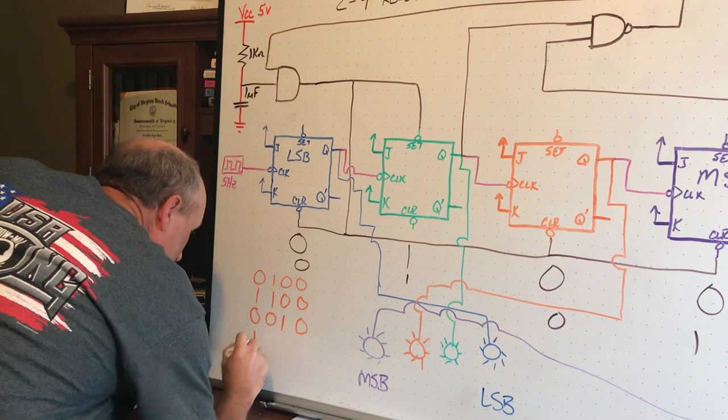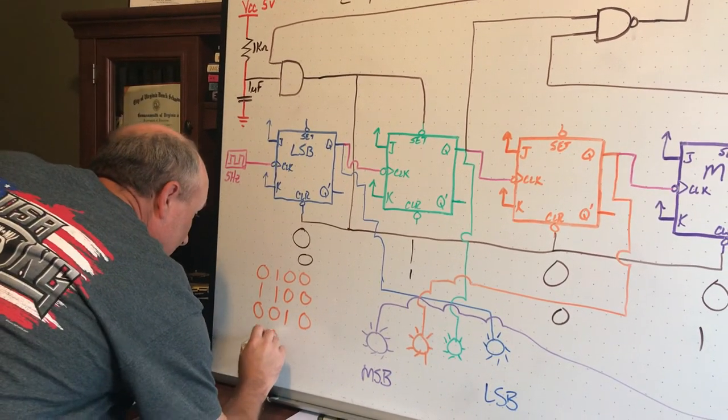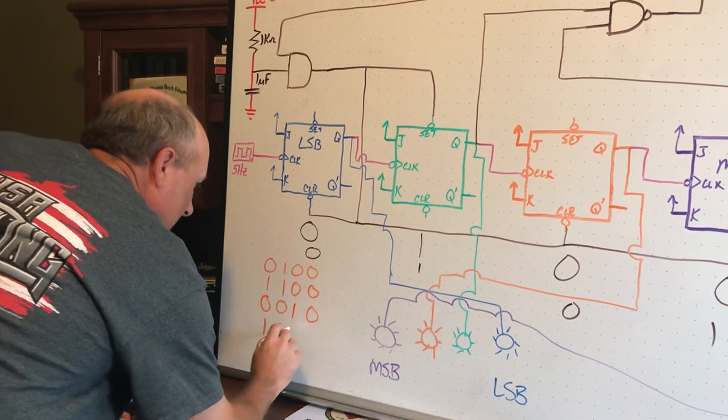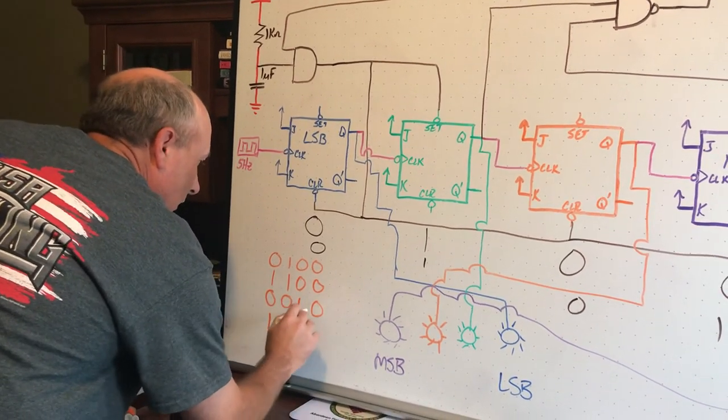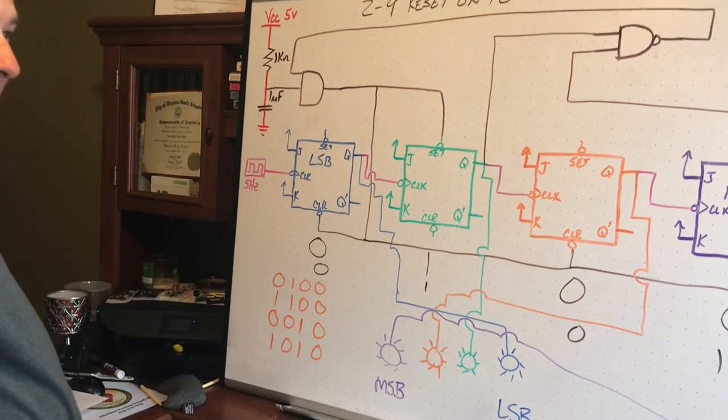Again, we'll come in. I'm going to clock it. This one's going to go to a 1. I went from a 0 to a 1, so this one's going to stay the same. 0 to a 0, this one's going to stay the same. A 1 to a 1, this one's going to stay the same. So now I got 5.